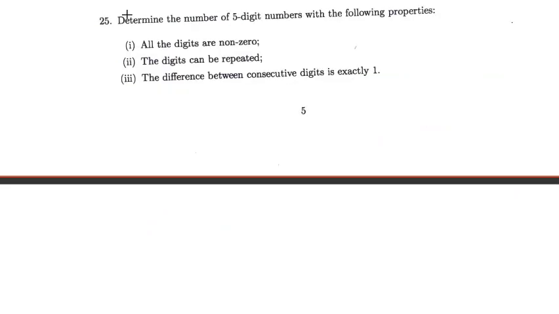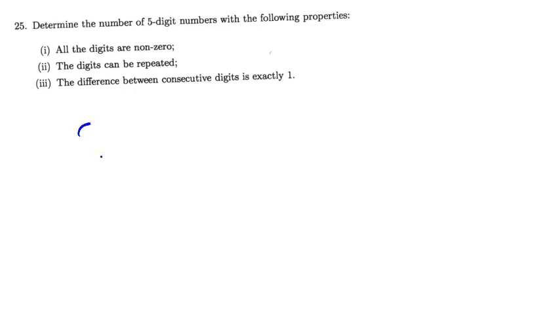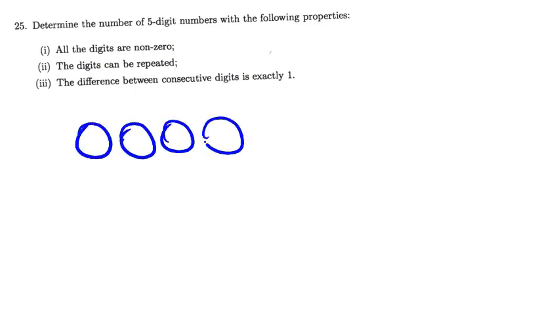Singapore Mathematical Olympiad, SMO 2021 senior section, first round, problem number 25. Determine the number of 5-digit numbers with the following properties. All the digits are non-zero. The digits can be repeated. The difference between consecutive digits is exactly 1. So we draw 5 circles. And in many problems, when you want to count and consider different cases, it is better to consider the most limited thing. For example, here, we say, okay, this is x, you consider x is 1.